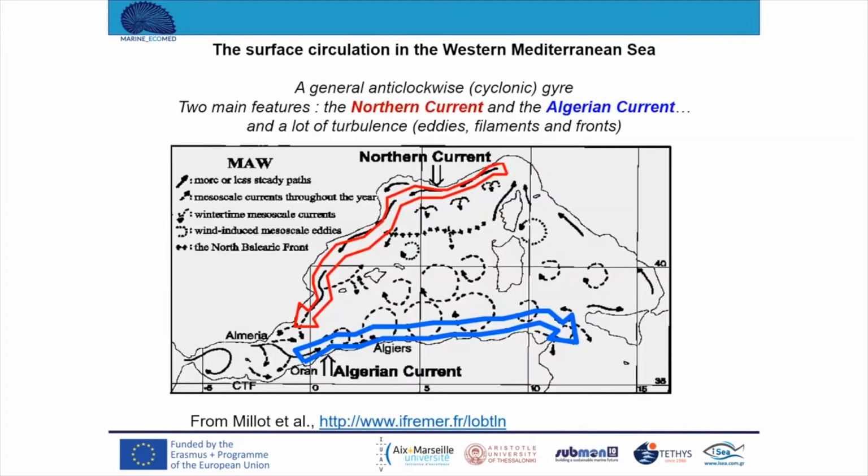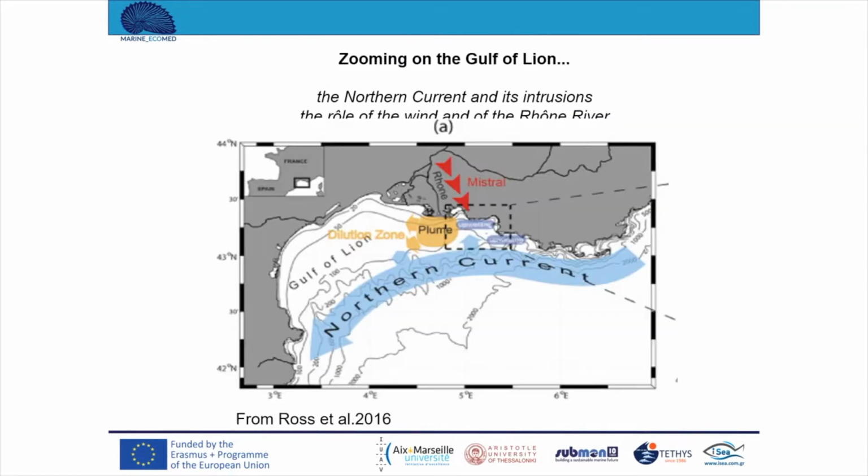physical oceanography. The surface circulation in the Western Mediterranean Sea is characterized by a general anti-clockwise gyre, with the presence of two main features: the northern current in red in the northern part of the basin, and in the southern part of the basin the Algerian current. In the middle of these two main currents, there is a lot of turbulence characterized by the presence of ocean eddies, filaments, and fronts.